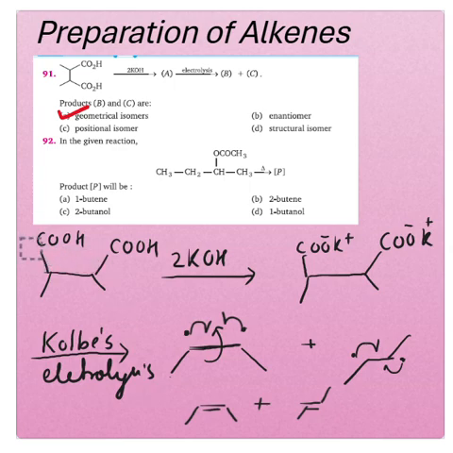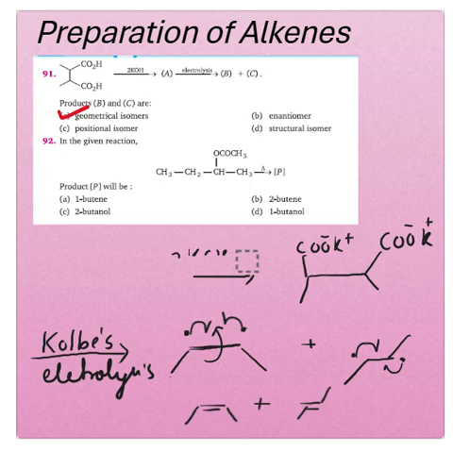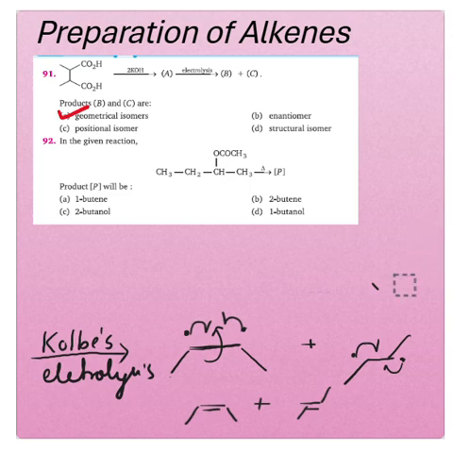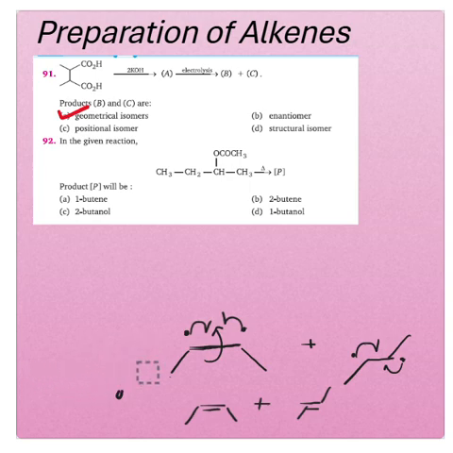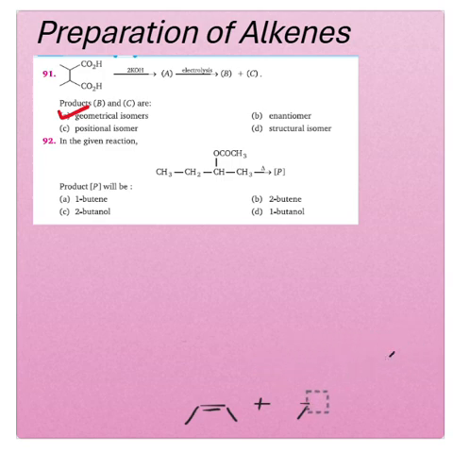Moving on to the next question. In the given reaction, what is the product P? First, identify what the reactant molecule is. The reactant molecule is an ester because of the functional group COO. When we have an ester and we heat it without any reagents, without any solvents, we call this pyrolysis. And since the molecule is undergoing elimination, we can call this pyrolytic elimination.